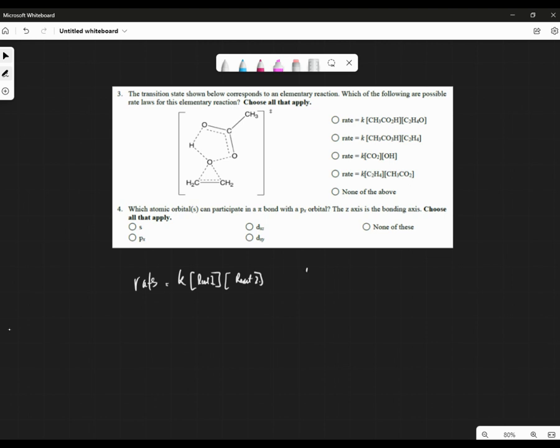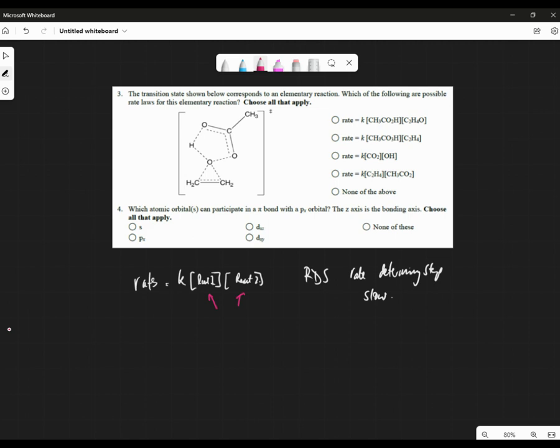Okay, now it's got to be in what's called the RDS, which is the rate determining step, which is the slow part of the reaction. Now it hasn't given any information about that, so all we've got to go on really is what the reactants are, and we'll put them in.